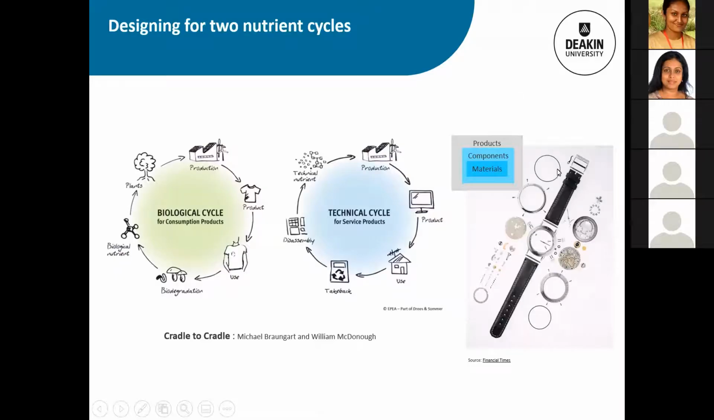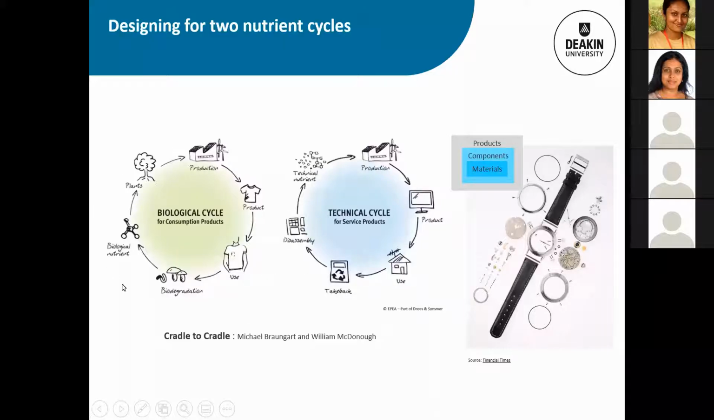Talking about products consisting of components, and components are made of material. So if we think of it as an integrated system, rather than just seeing the product as one component. The principle basically talks about the fact that we can have the nutrients, which consist of product components and materials, going in two distinctive cycles.